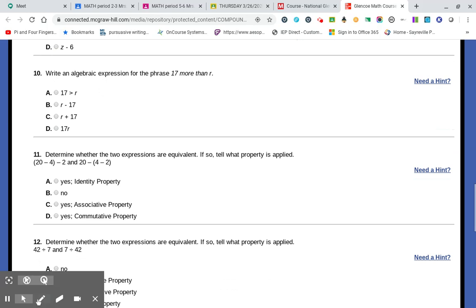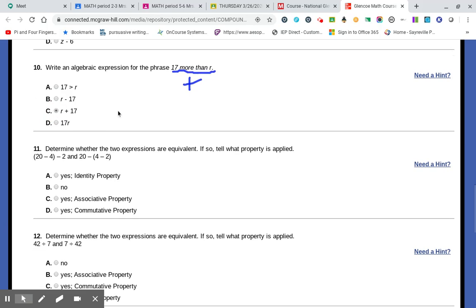Write an algebraic expression for the phrase 17 more than R. More than means addition. Addition. Which is the only one here with addition? That would be C.